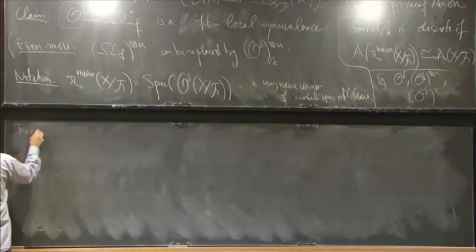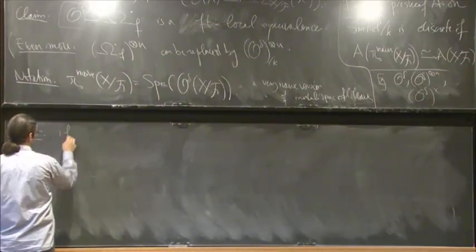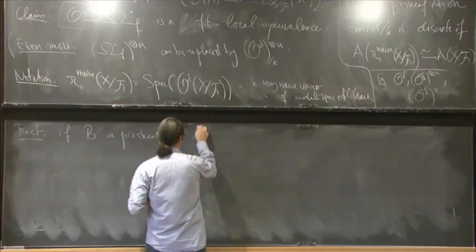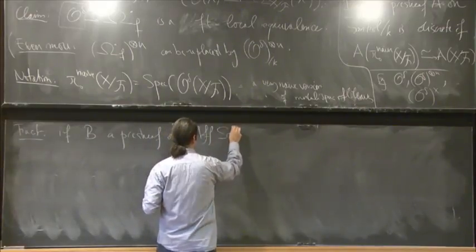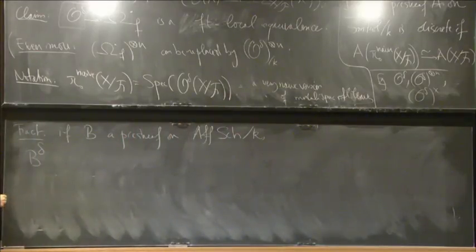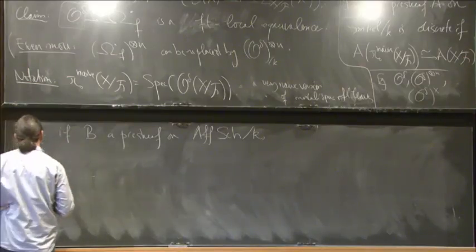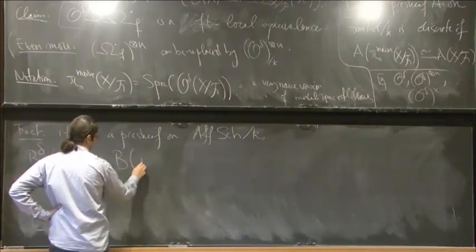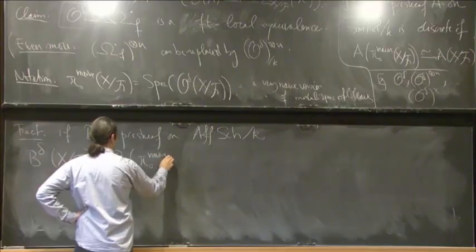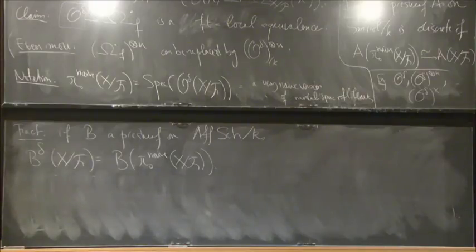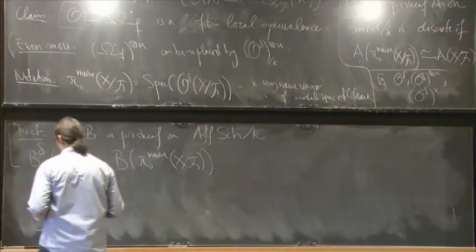Here's an easy fact. Whenever you have B, a pre-sheaf on affine schemes over your base field, you can define a pre-sheaf B delta on the smooth foliation side by just claiming that over (X,F) it's just B of pi zero naive. So this formula gives you clearly a discrete pre-sheaf, and actually all the discrete pre-sheaves are clearly obtained by this.